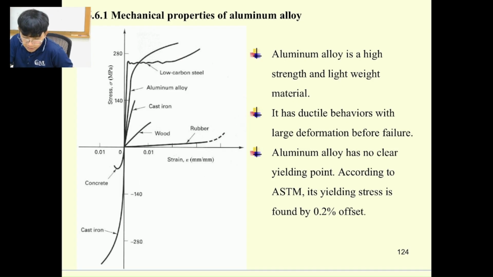So the aluminum alloy is a high strength material, high pulling strength or high tensile strength, as you can see when you go like this. But it behaves as a ductile material.